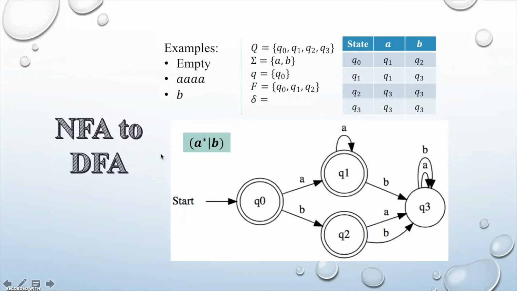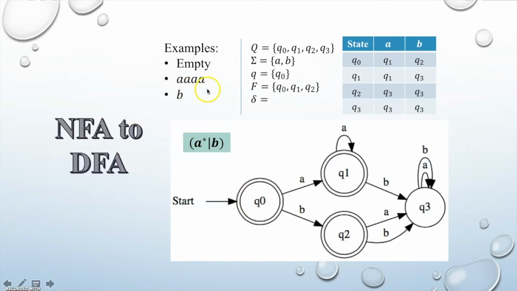Here is a DFA diagram for A star or B. Here are the 5 tuples. Here's the transition table. And here are the examples that I picked. For the first one, if we have the empty string, then it means that we don't have any symbols in it. So we'll just stay at Q0. And this is the state that we accept.